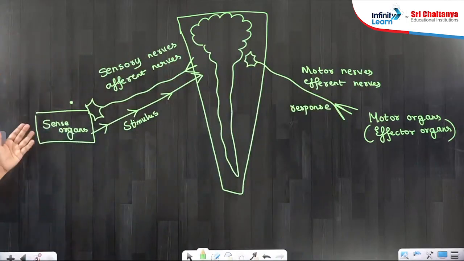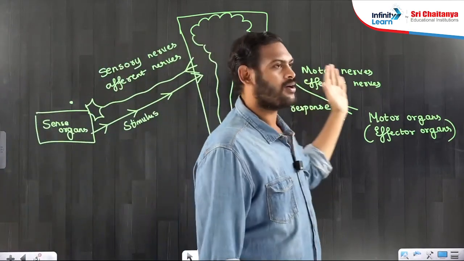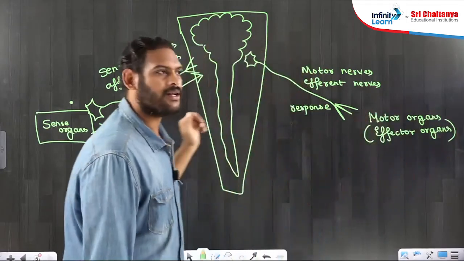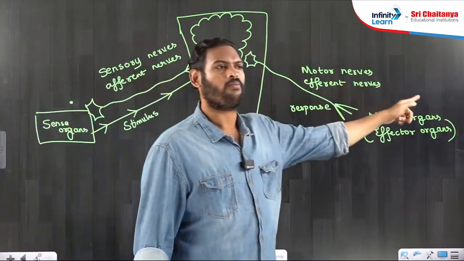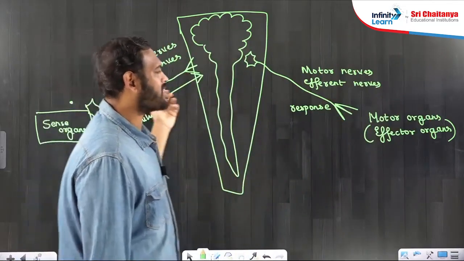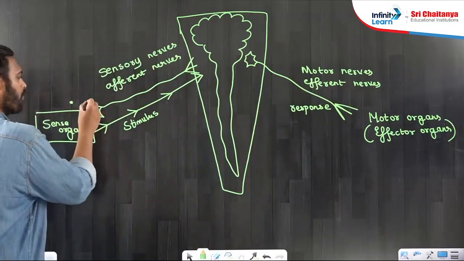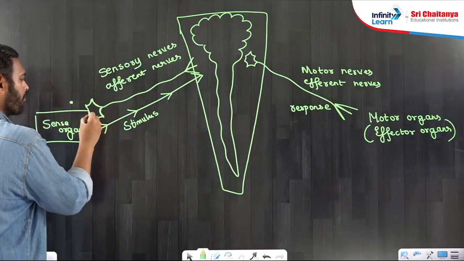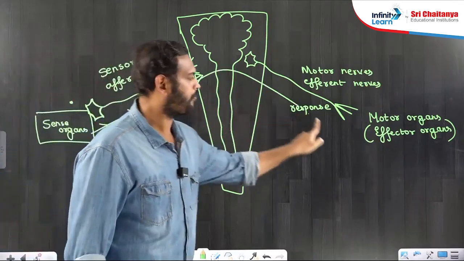Okay, receiving: sense organ; sending: motor organ. Receiving: sensory neuron; sending: motor neuron. Receiving: afferent nerves; sending: efferent nerves. See this carefully. Done like this.